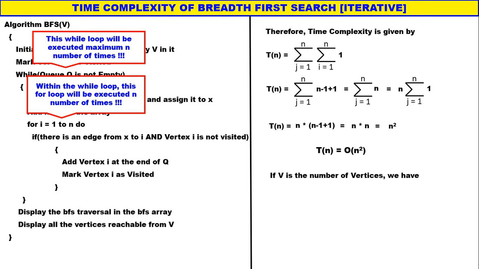If V is the number of vertices, the time complexity is given by big O of V squared. That's all. Very simple. The time complexity of iterative breadth first search when the graph is represented by adjacency matrix is big O of V squared. I think this is simple and straightforward. Time complexity is also very simple, very easy. I think for iterative breadth first search, you should know the operation, you should know the algorithm, you should know the C code also, and you should also know the time complexity as we have done just now. Very simple, very easy.